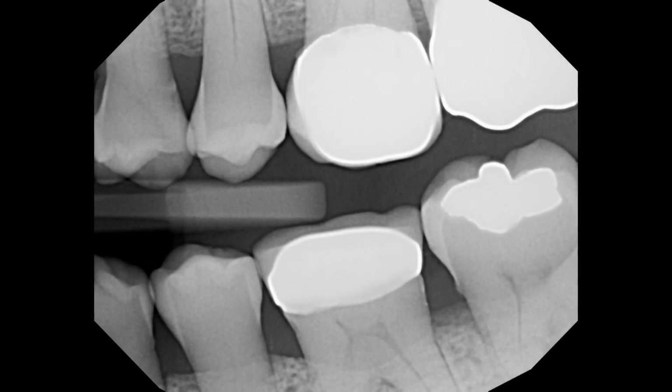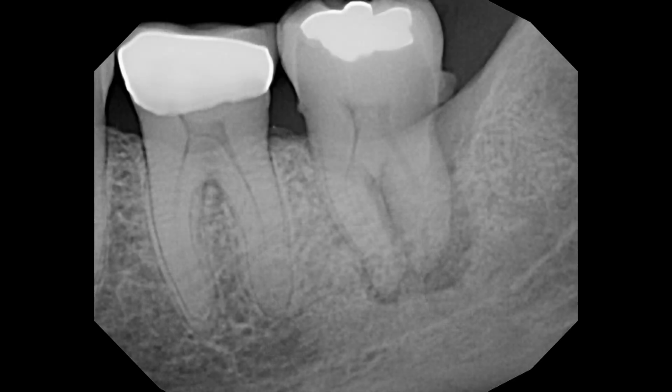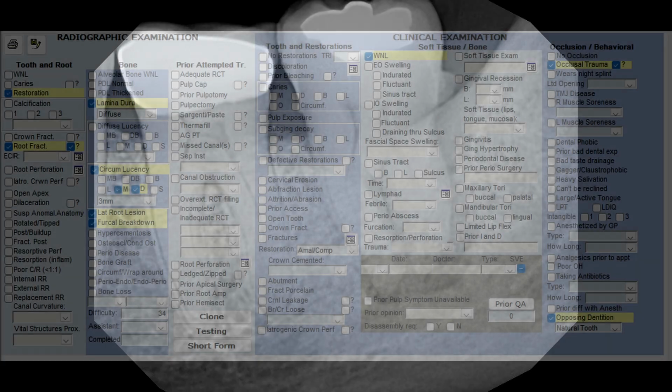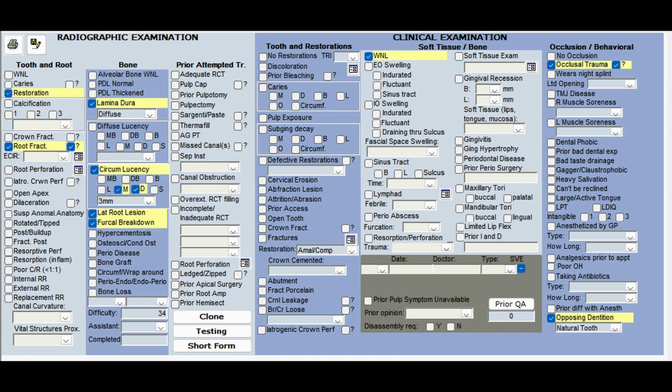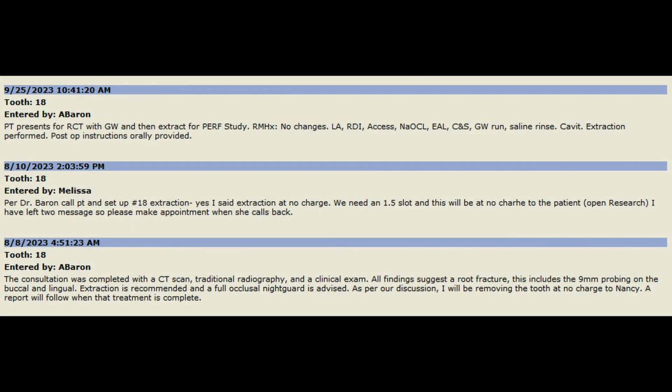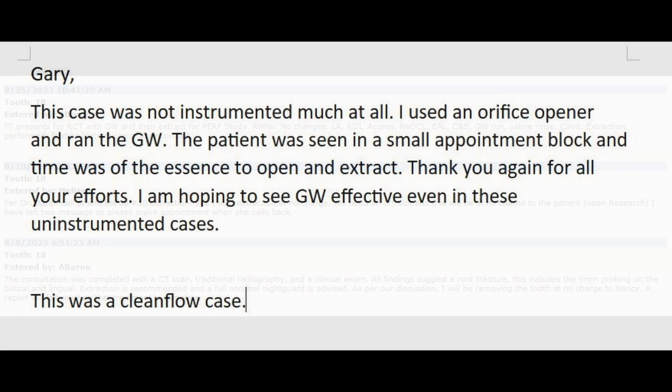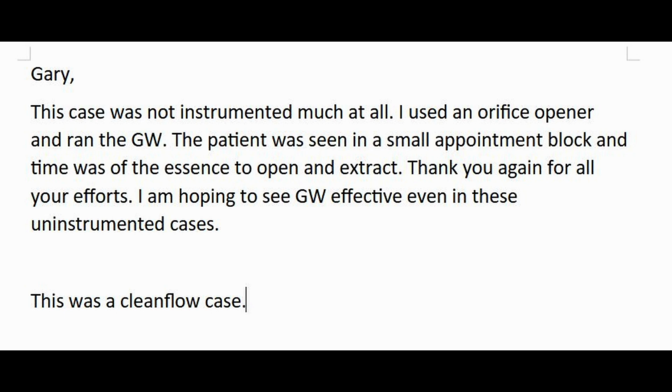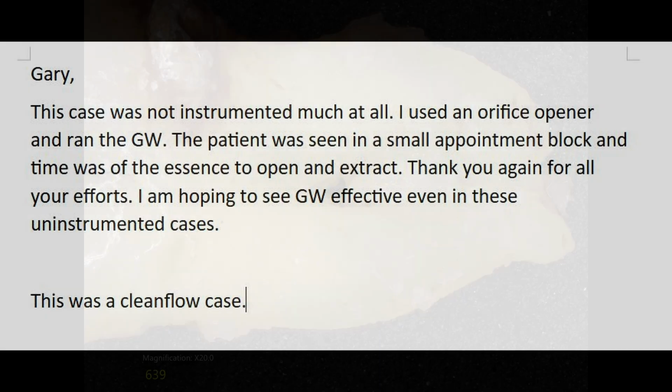This is a very interesting submission because it was a general wave case done with almost no instrumentation. These are Alex's radiographs, and apparently the crown was fractured, so he did a general wave on it with almost no instrumentation at all. So it's a very good test of what the clean flow can do.